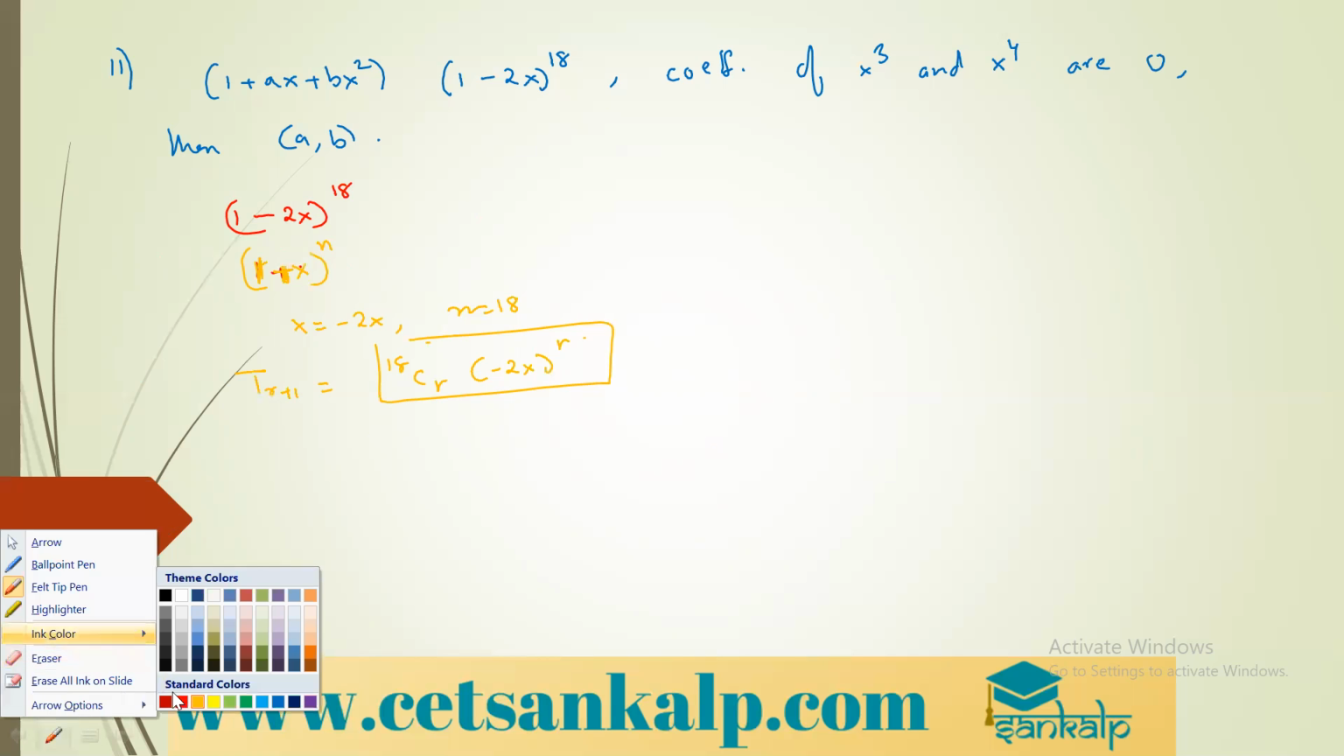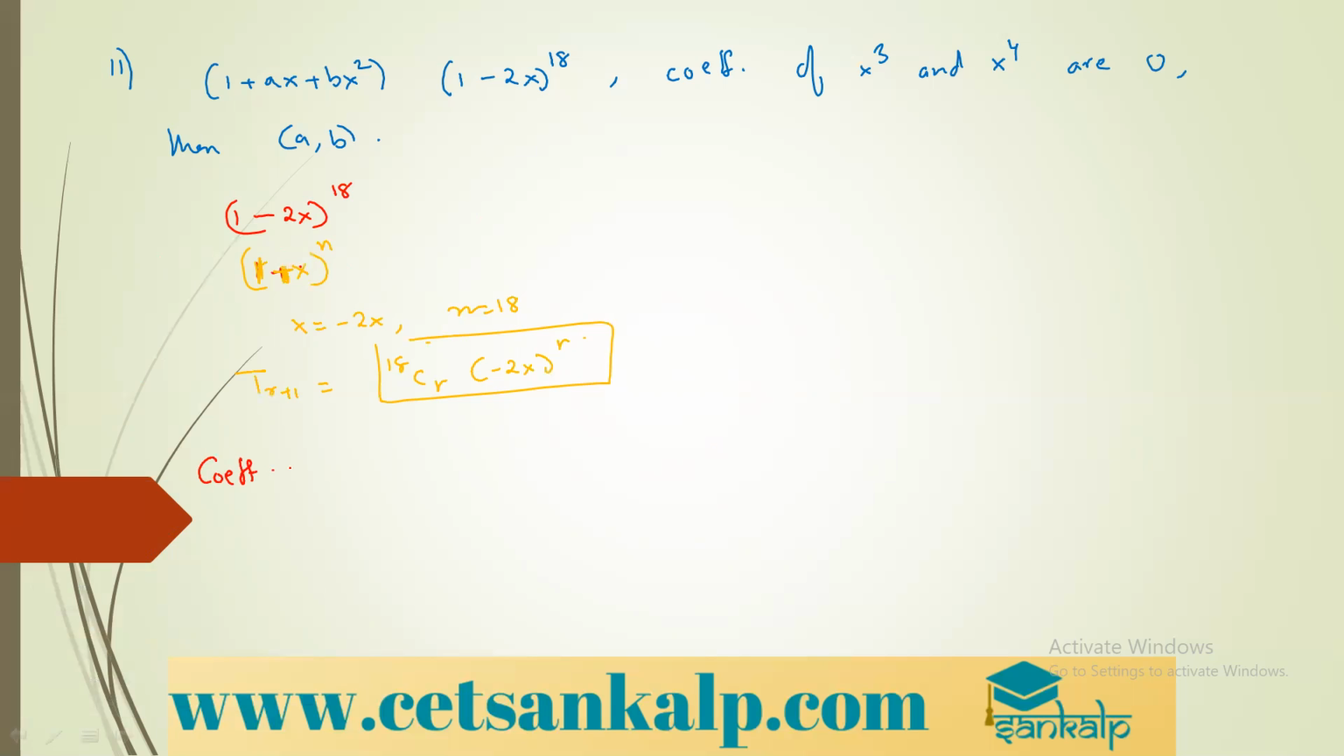Now what I will do, listen carefully: I will collect all coefficients of x cube. That means 1, I have to multiply with the term which has x cube. First, in the beginning, I will write the entire term. After that, I will cut. So, x cube means 18C3 (minus 2x) power 3. Then ax I will multiply with x square, so 18C2 (minus 2x) power 2. Then bx square I will multiply with x, that is 18C1 (minus 2x) power 1. Like this I will multiply.